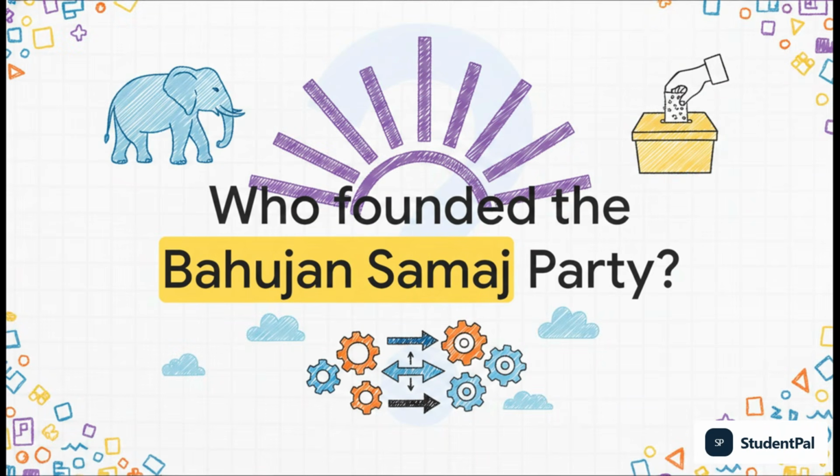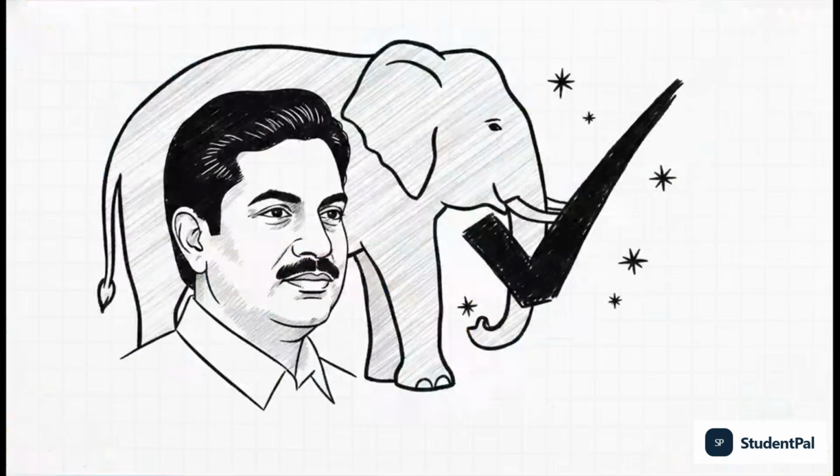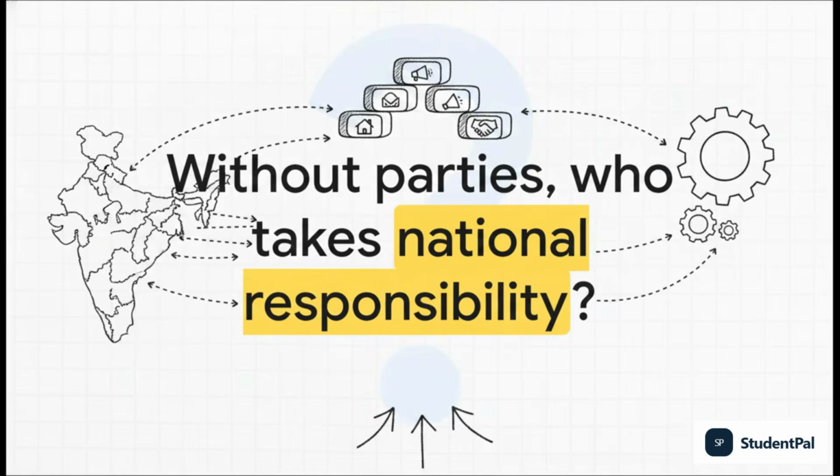Think back to those party profiles we just discussed. Got it? And the correct answer is A. Kanshiram. Formed in 1984 under his leadership, the party seeks to represent the Bahujan Samaj. If you got that right, you are absolutely well on your way to acing this chapter in your board exams. Great job. Before we wrap up, I want to leave you with this final provocative thought.